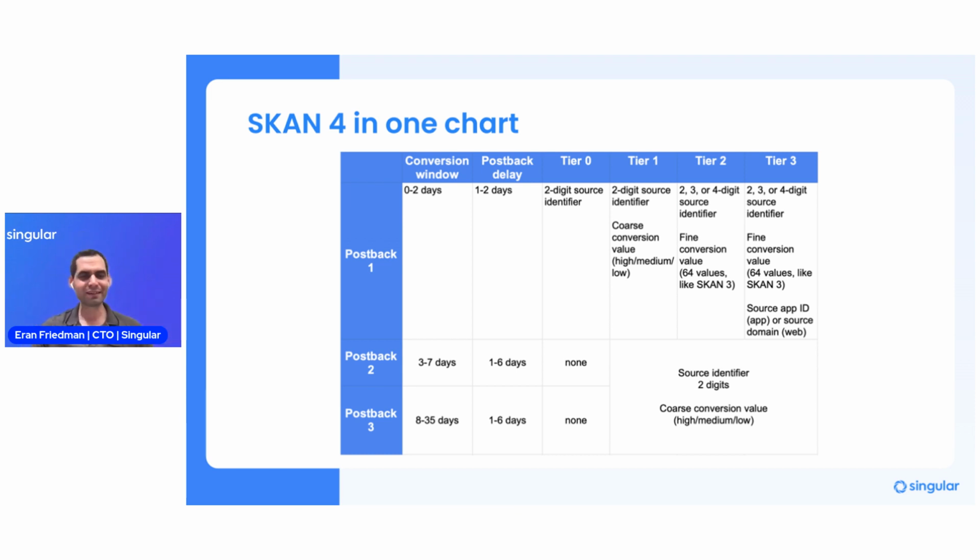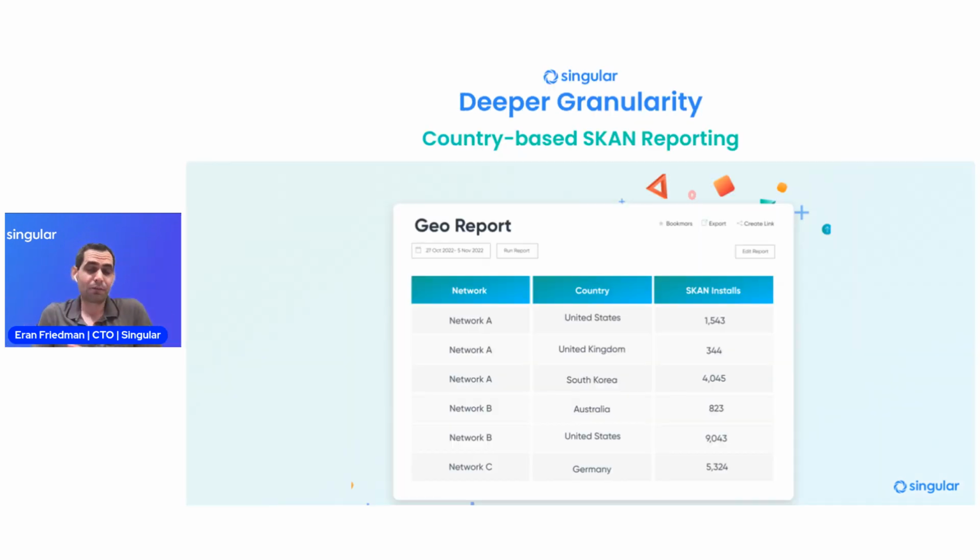Well, there's a lot of details here, so I try to get through all the technical details and show you what you can expect from your MMP reports from the SKAdNetwork solutions out there, and how we think about the solution for SKAN 4 and how you can leverage it to the max. So first of all, what we can expect is deeper granularity.